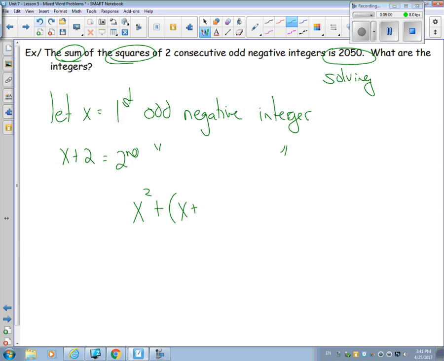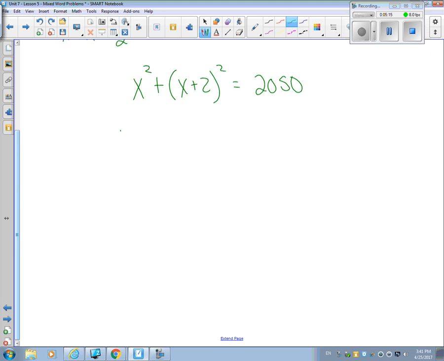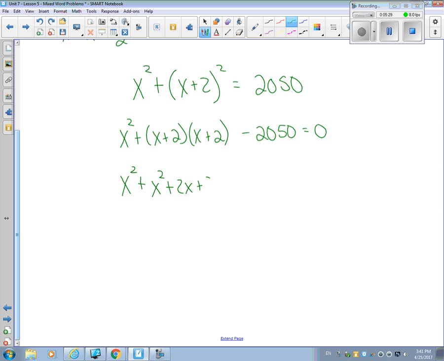Add them together. And I know when I do that, it comes out to 2050. So this is a solving question. In order to solve quadratics, they have to be equal to 0 in standard form. So I need to get rid of my brackets first. I'm going to see a bracket squared, so I write it out twice. I also want to make it equal to 0, so I'm going to bring the 2050 over to the left. Let's do some FOIL. X times x is x squared plus 2x plus 2x plus 4 minus 2050 equals 0.